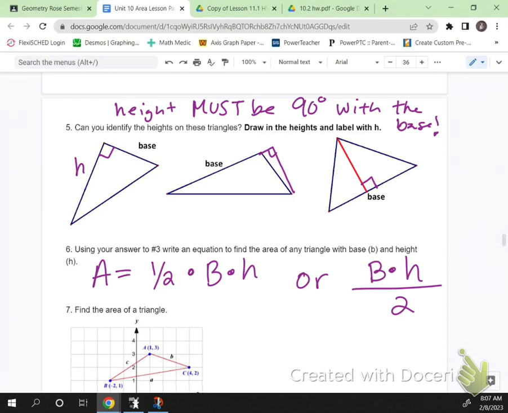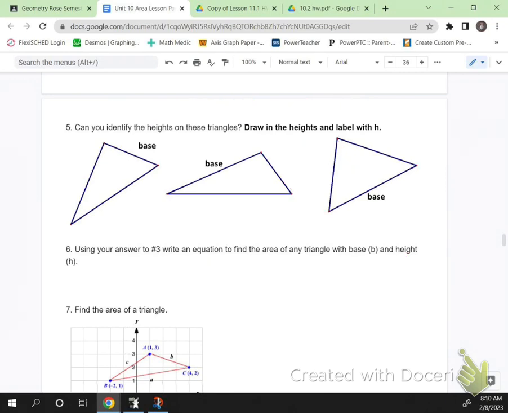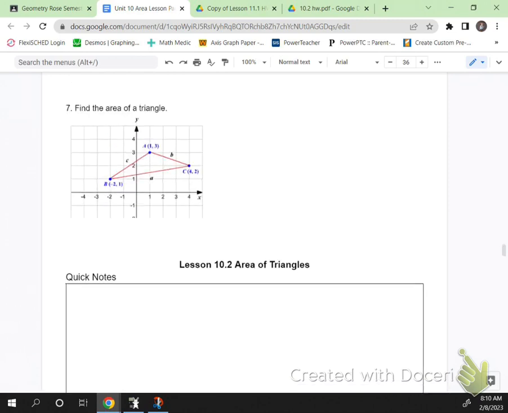We're going to do another example on a grid. Are you ready? Did everyone write down the equations? We need to find the area of this triangle, so I need to draw in a height.